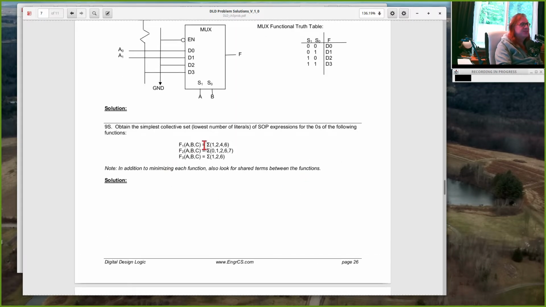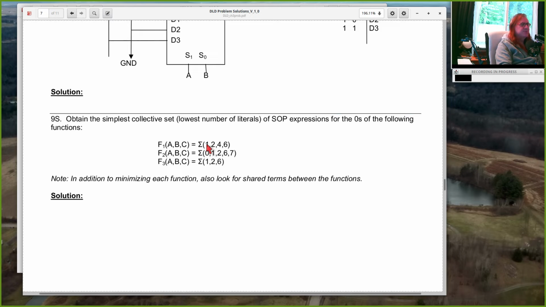All right, and then question 9, you've got compact forms for sum of product expressions, so you know how to write either truth tables or equations from these expressions. And the goal is to write equations for F1, F2, and F3 simplified, right? So lowest number of literals. Literal is just an expression. But it says, in addition to minimizing each function, look for shared items between the functions.